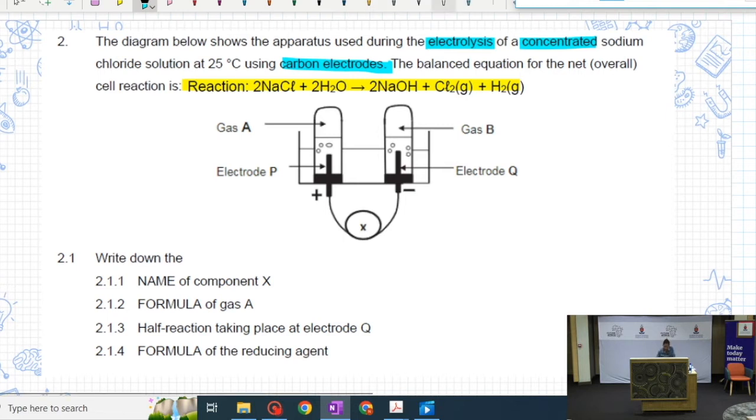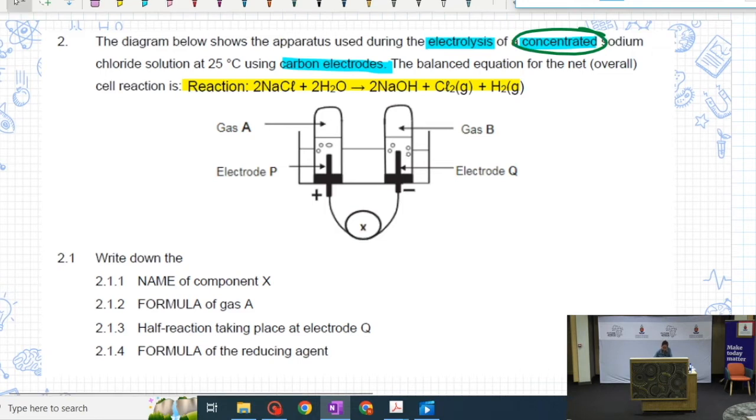Okay, now over here, why did they mention that it's a concentrated sodium chloride solution? Why is that important? Do any of you know? Because it's very important, and you said you're very good at electrochemistry, so now I'm worried.